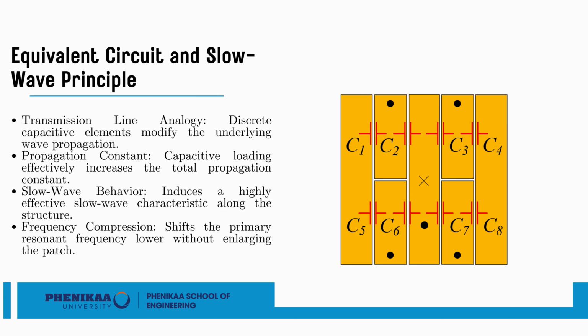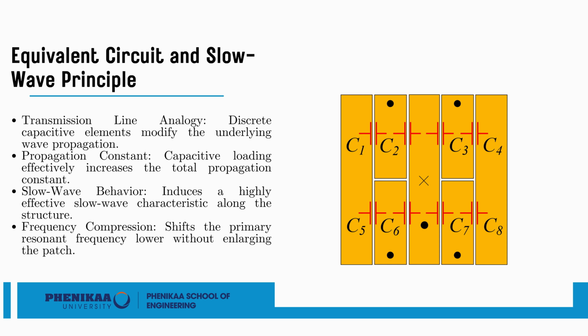The etched physical gaps between the copper segments behave as a network of lumped series capacitors, labeled here from C1 through C8. According to microwave circuit theory, introducing these periodic capacitive loads directly scales up the effective propagation constant of the transmission line. This phenomenon creates a slow-wave amplification effect, which significantly lowers the antenna's fundamental resonant frequency while keeping its physical envelope completely unchanged.